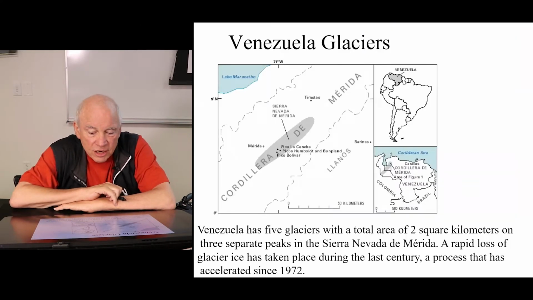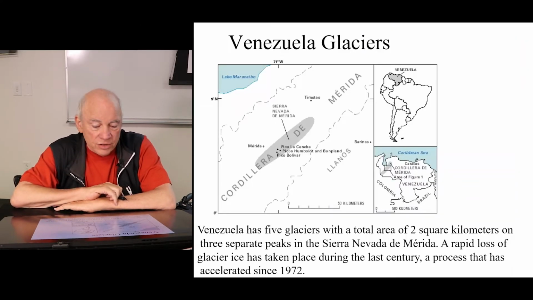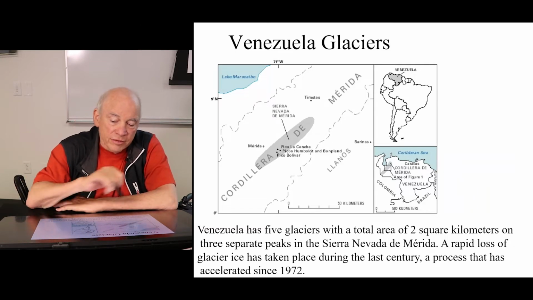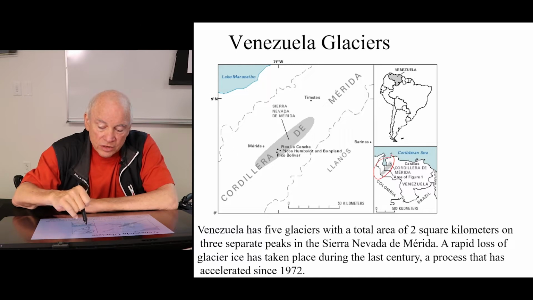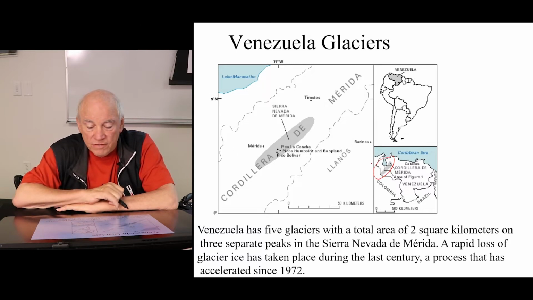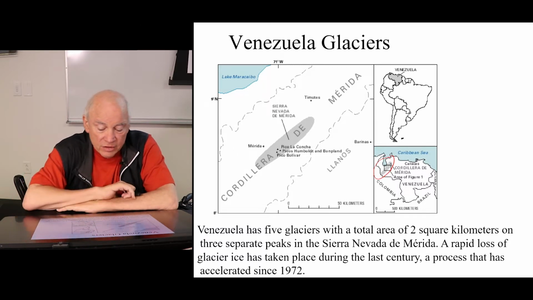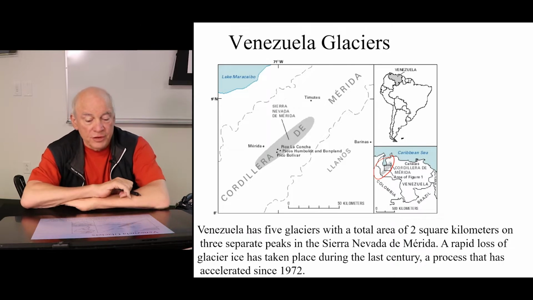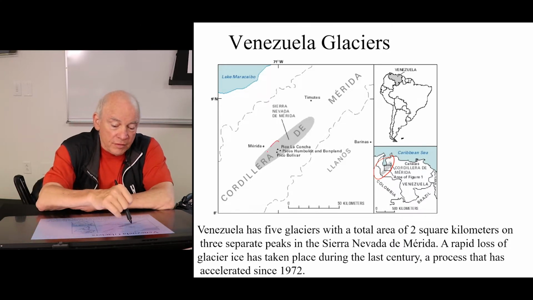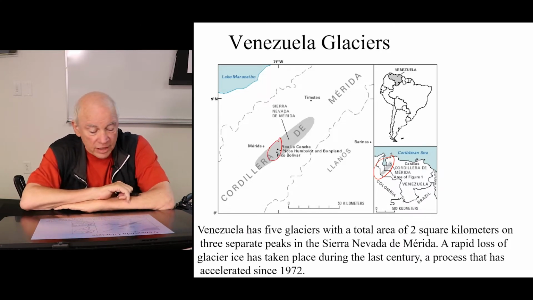All right, so let's talk very briefly about Venezuelan glaciers. So in the Cordillera de Mérida, in sort of northwestern Venezuela, you have these high mountains, and you've got 5 glaciers with a total area of about 2 square kilometers, not very big, on 3 separate peaks here in the Cordillera. And these are shrinking very, very rapidly, and they'll soon be gone.